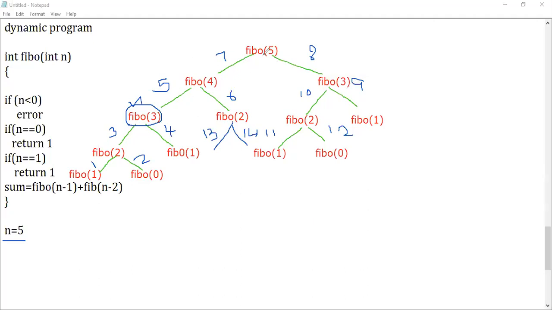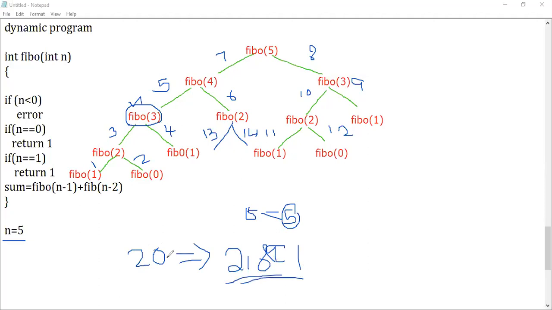Here you can just notice the time complexity: how many iterations is it taking? It is taking 15 iterations for the number 5, which is a very minimal number. Literally, we can just calculate it. We have some calculation sequence, guys. If you want to find the first 20 Fibonacci series, it may take nearly 21,891 iterations. This is the number of iterations required to find the first 20 Fibonacci series.